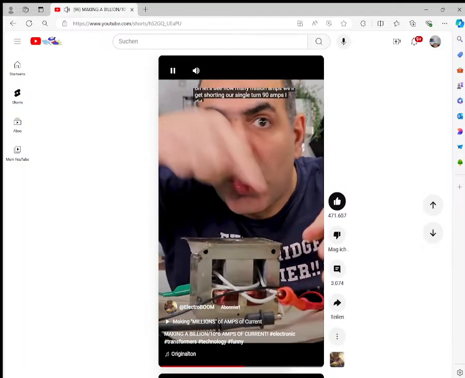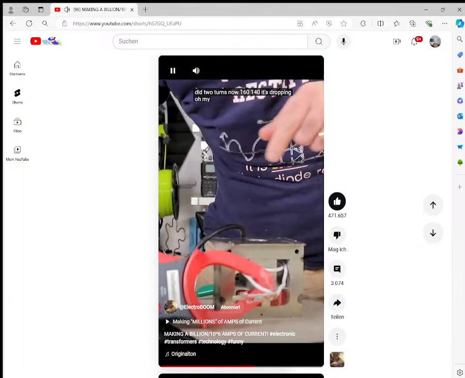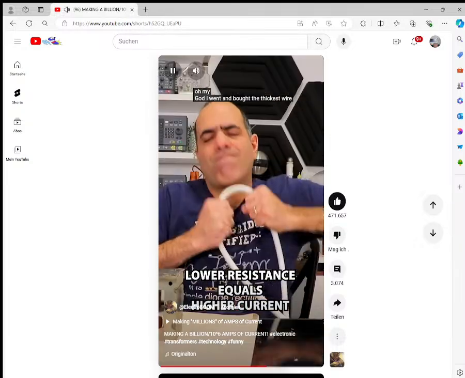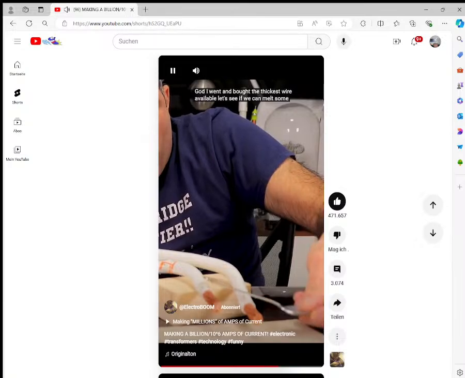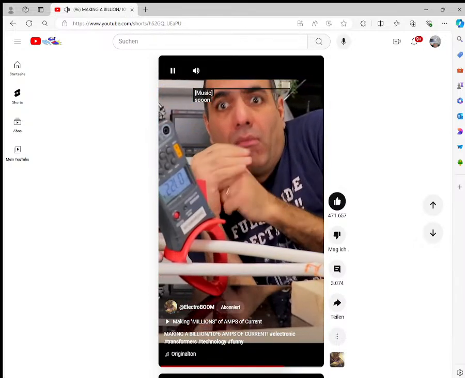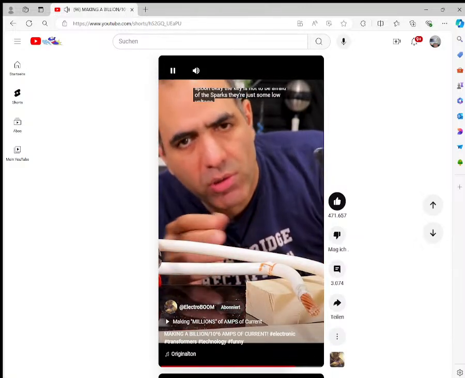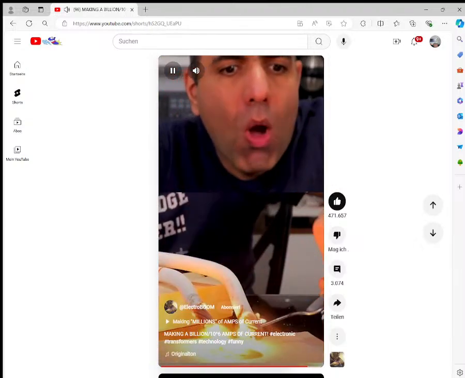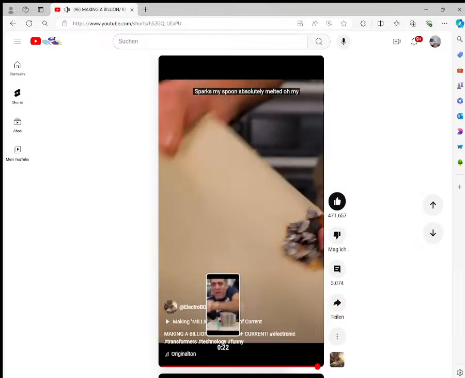90 amps. I did 2 turns now. 160, 140, it's dropping. Oh my God. I went and bought the thickest wire available. Let's see if we can melt some spoon. Okay, the key is not to be afraid of the sparks. They're just low voltage, high current sparks. My spoon absolutely melted. Oh my God.